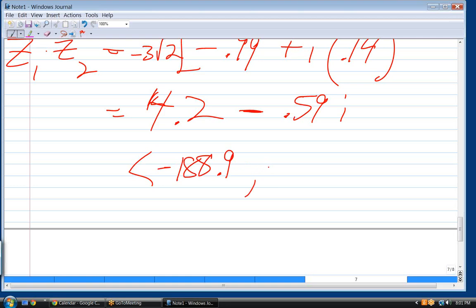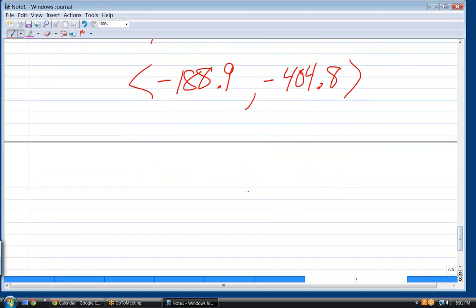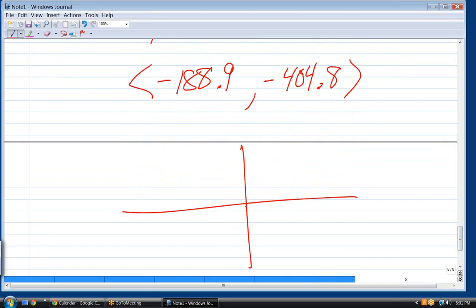And negative 404.8. Okay, that means vector. When you have these signs, that means that's a vector, and I can draw that vector. It's in the third quadrant at minus 188, minus 144, which is what it would look like.